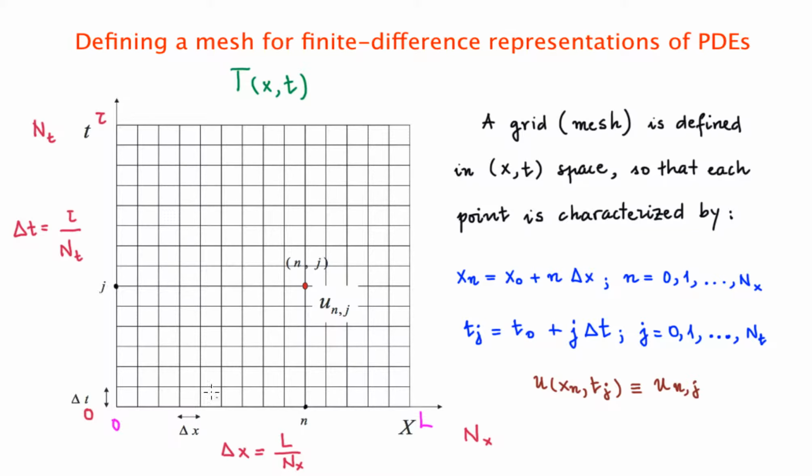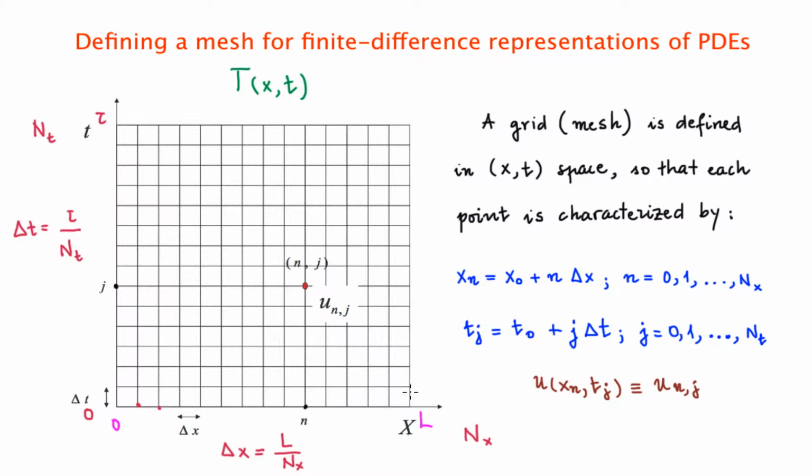But of course, they don't have to be the same. It depends on the range of each variable, and the number of time steps and the number of space steps don't have to be the same. They can be the same, but they don't have to be the same. So in this way, you are defining points. You are discretizing both the space and the time variable.